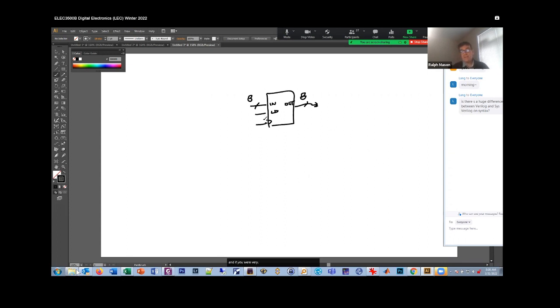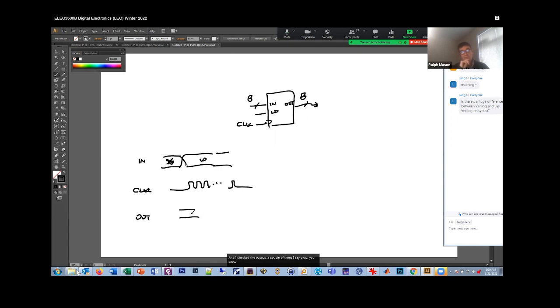If you were verifying this counter, you would say, okay, let's load the signal. I'll load it with a code of 10. And then here's my clock. I let the clock run a long time. And I check the output at a couple of times. I say, oh, okay, every clock cycle it's counting up, right? So it starts off at 10, it goes to 11, and so on.